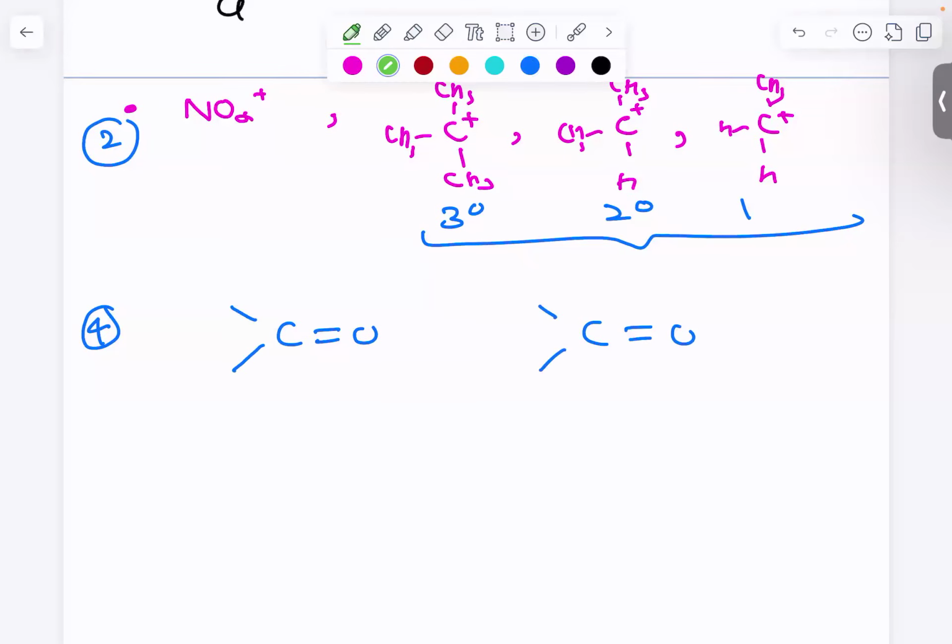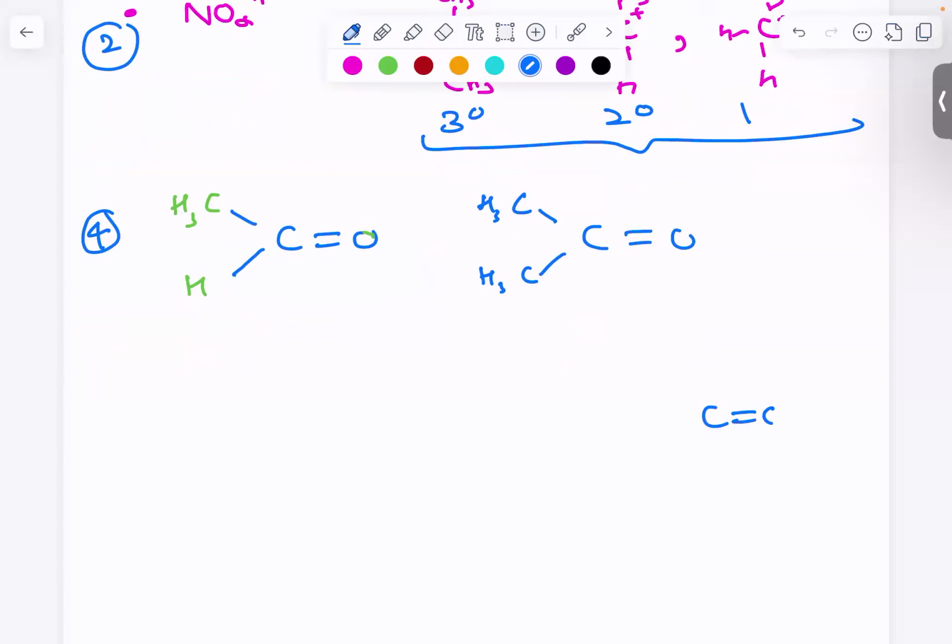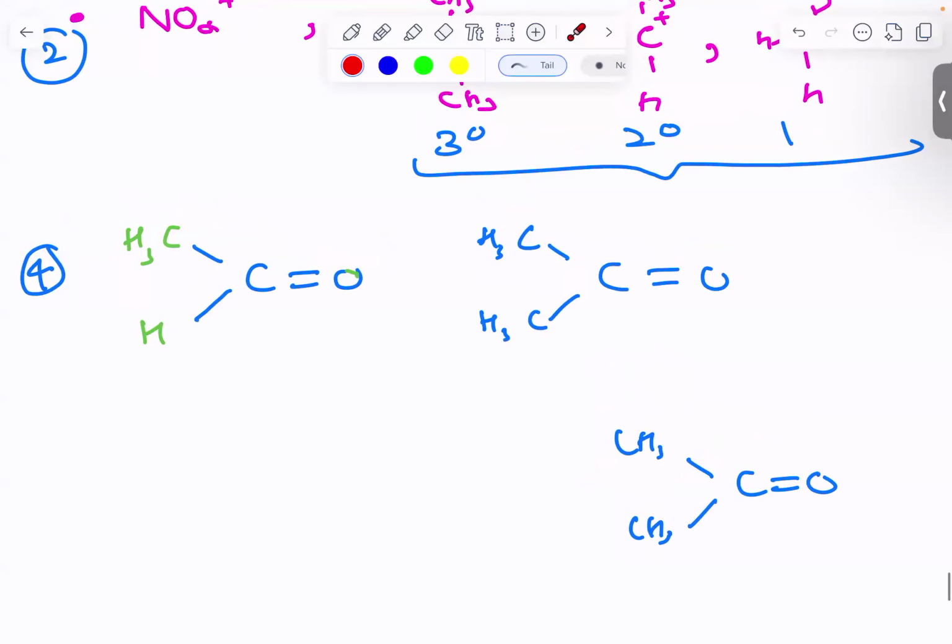For aldehyde, this would be CH3 and H. For ketone, it would be CH3 and CH3. Please don't get confused. It could have been made like this, CH3, CH3. It's not wrong. But technically, the bond is not between hydrogen and carbon, it's between carbon and carbon. So it's better to show the bond with the carbon. It makes you technically correct. Otherwise, if you make it like this, it would be fine. Are you getting my point? So now you know that this is an aldehyde and this is a ketone, right?